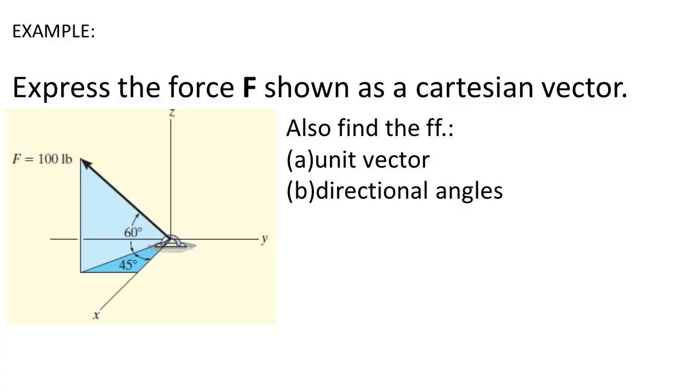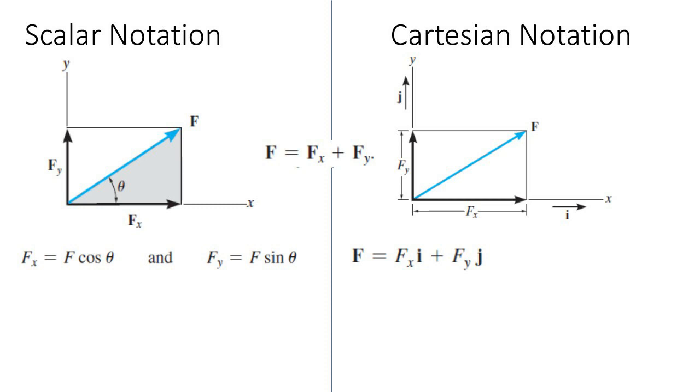At the end of this class, hopefully, we can answer this problem: express the force shown as a Cartesian vector with this figure. And we will also find the unit vector and directional angle since the magnitude is already given. So, what is the difference of Cartesian notation to a scalar notation?